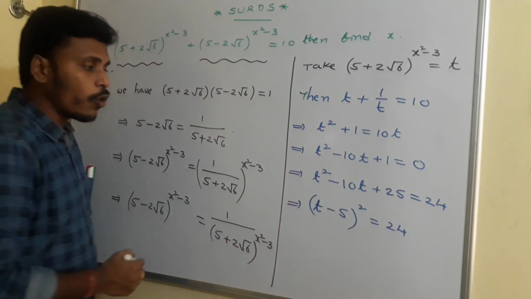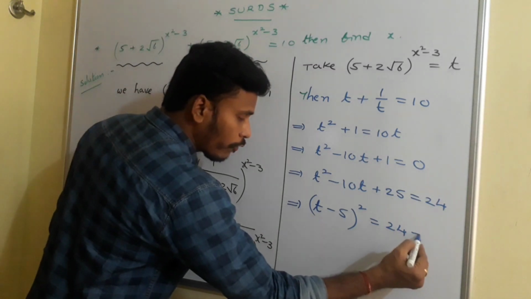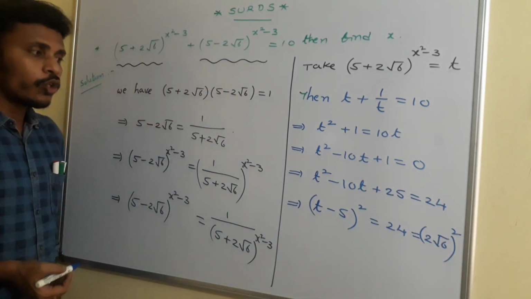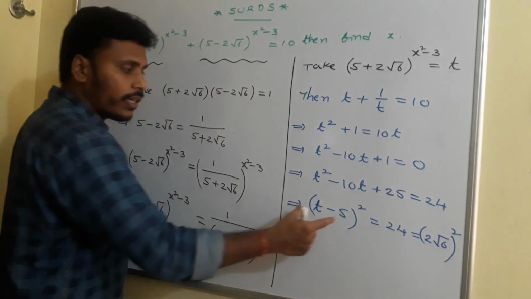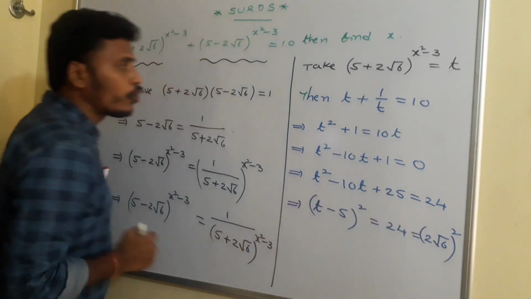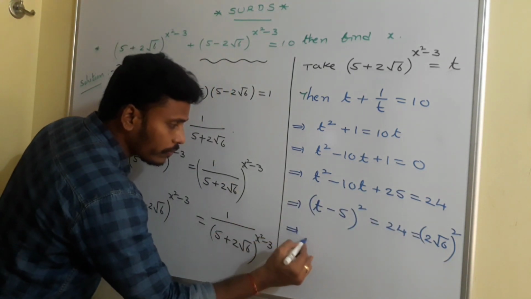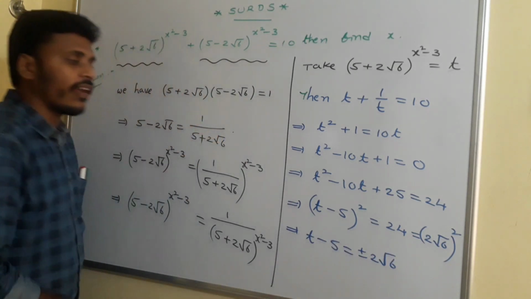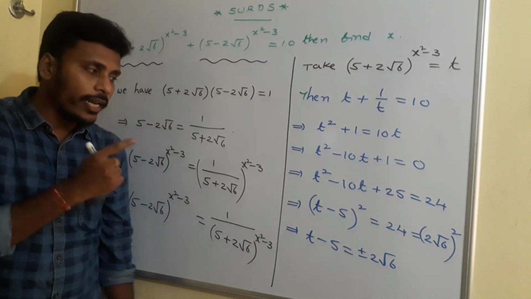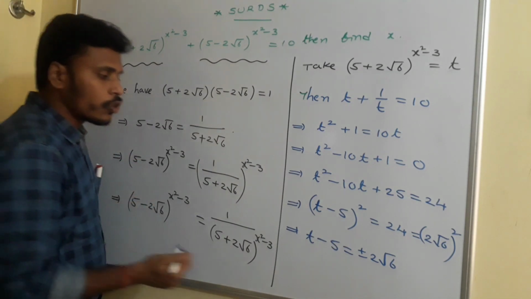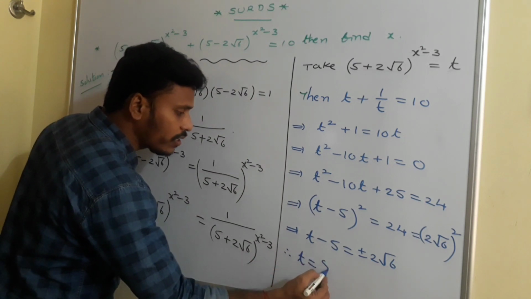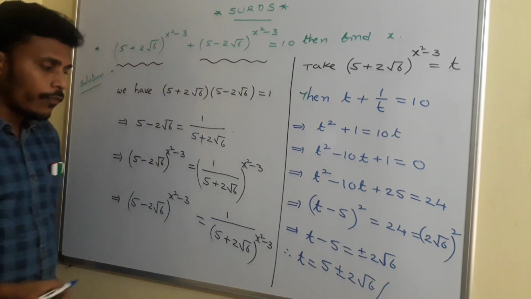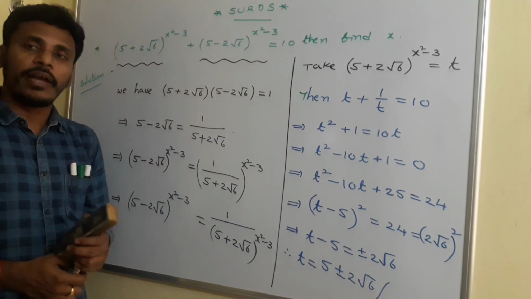Since t minus 5 whole square is equal to 24, this 24 can be written as 2 root 6 whole square. Is it clear or wrong? 2 root 6 whole square is 24 itself. See, t minus 5 whole square is equal to 2 root 6 square. Then from there, t minus 5 is equal to plus or minus 2 root 6. Think a while. While removing the square, you will get plus or minus. Already you know it. So at the end, you have that the value of t is equal to 5 plus or minus 2 root 6.